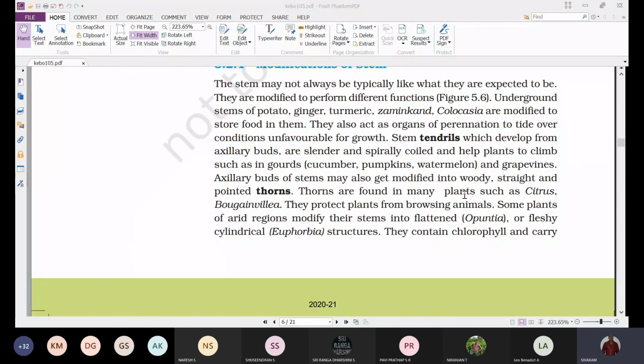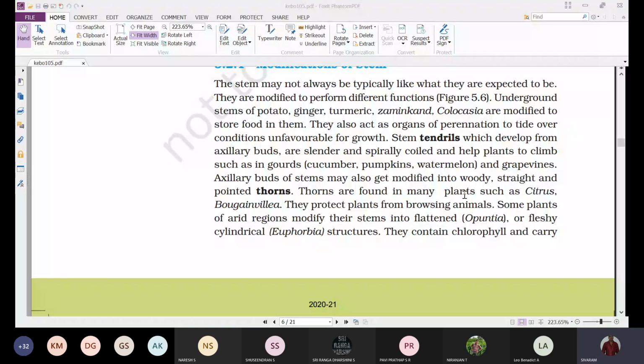And if the underground stem grows vertically and becomes swollen due to the storage of food material, then such structures we commonly call corms. So Jamaican and Colocasia are examples for corm. Ginger and turmeric are examples for rhizome.